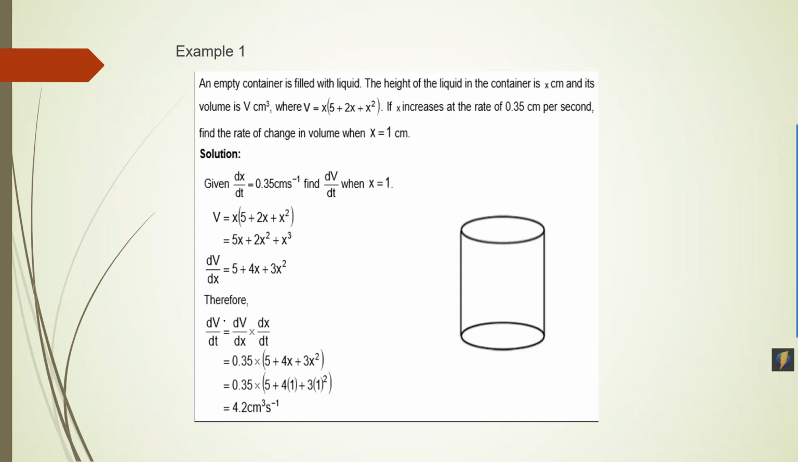Okay, therefore dV over dt equals dV over dx times dx over dt. So dV over dx is 5 plus 4x plus 3x squared, then dx over dt is 0.35. Okay, to solve the equation, we need to substitute x with 1. So (5 plus 4 plus 3) times 0.35. So the answer is 4.2 cm cubed per second.